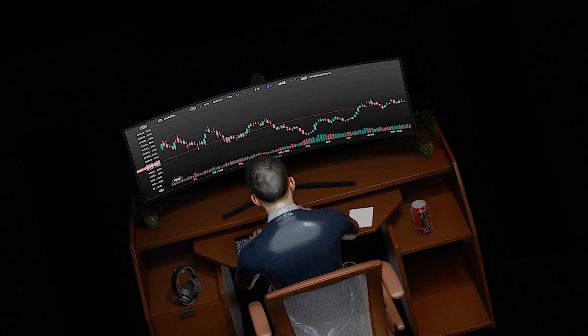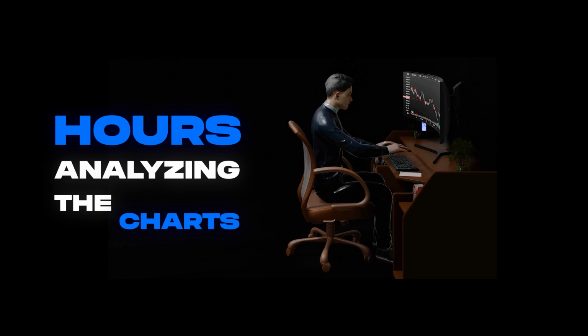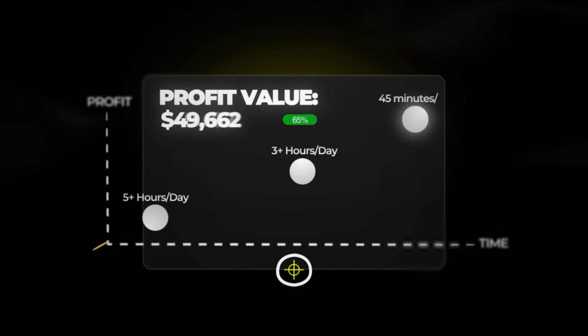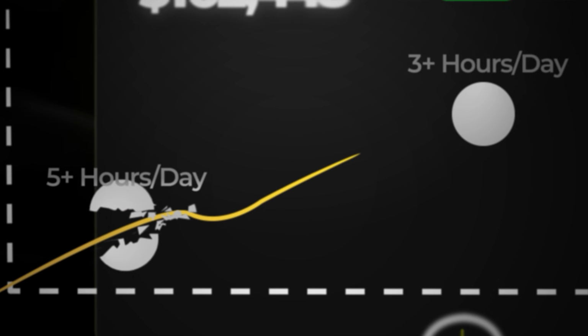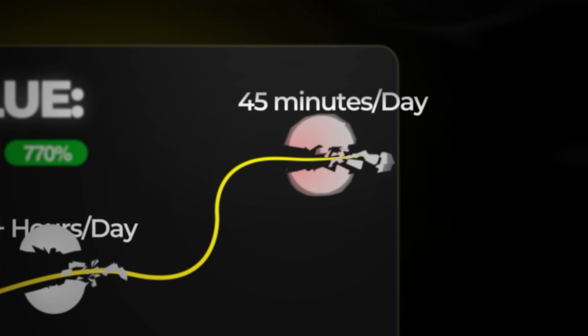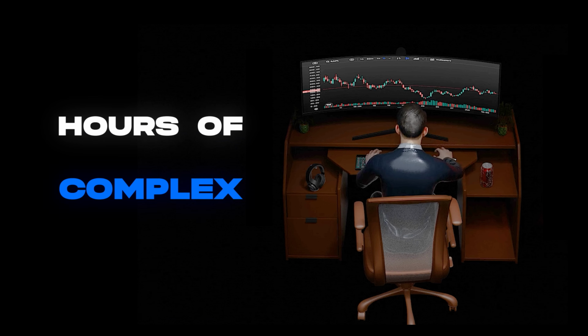2 years ago, I was barely profitable. I was using complex strategies like ICT and SMC and spending hours analyzing the charts. But then I discovered one simple strategy that helped me generate over $200,000 in profits, all by only trading 45 minutes each morning. It doesn't require hours of complex analysis or learning hundreds of different concepts.